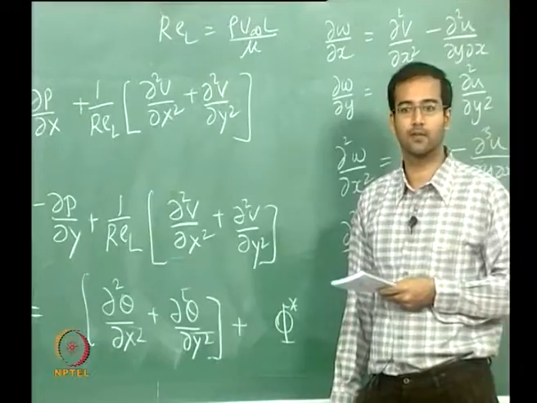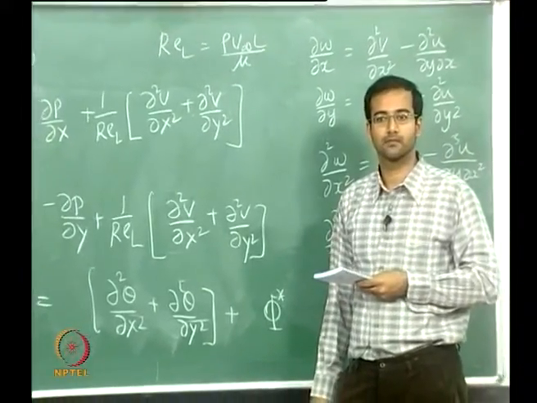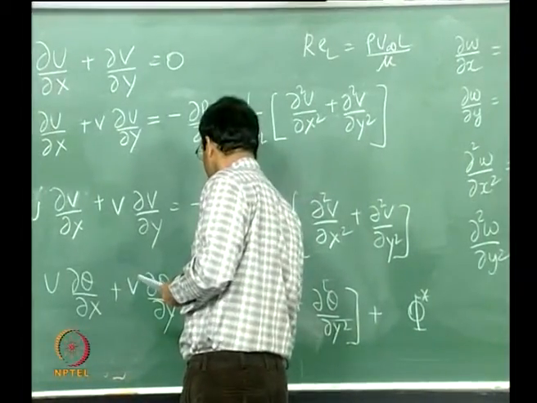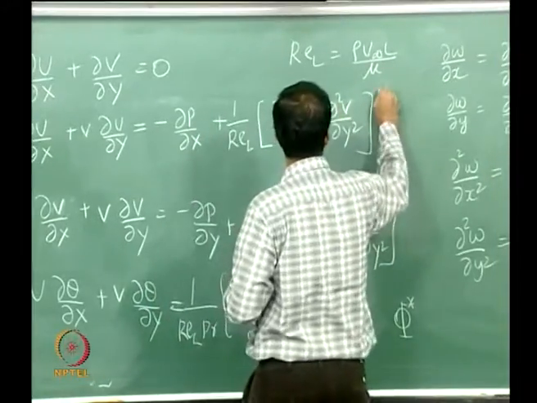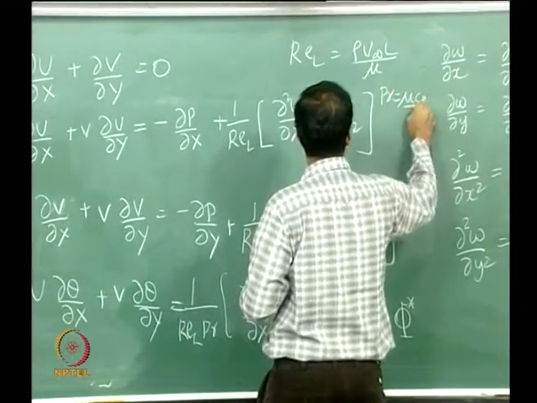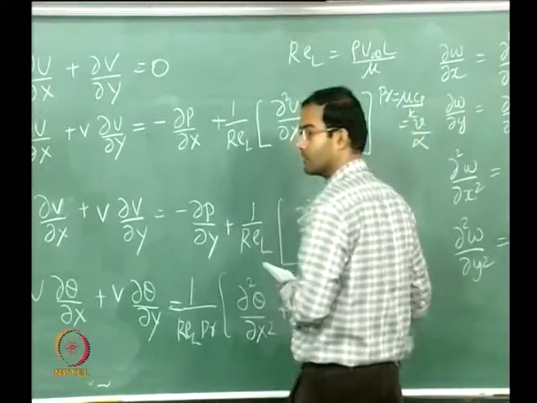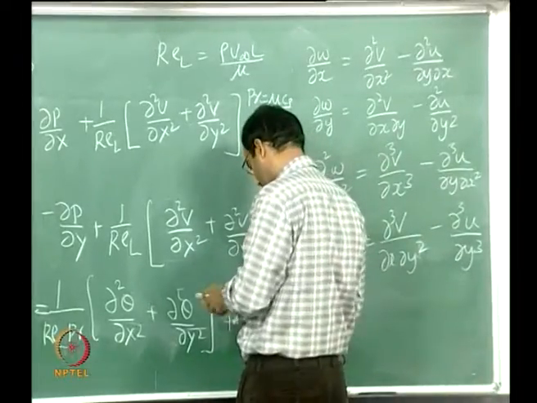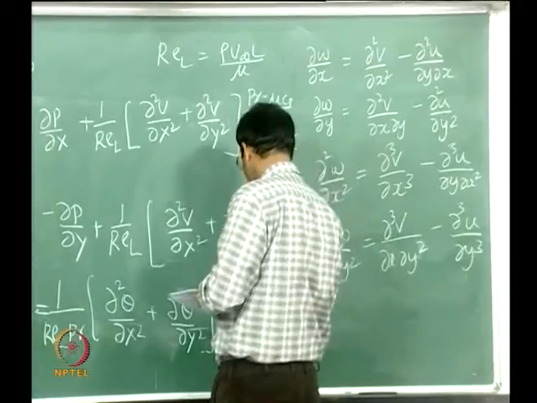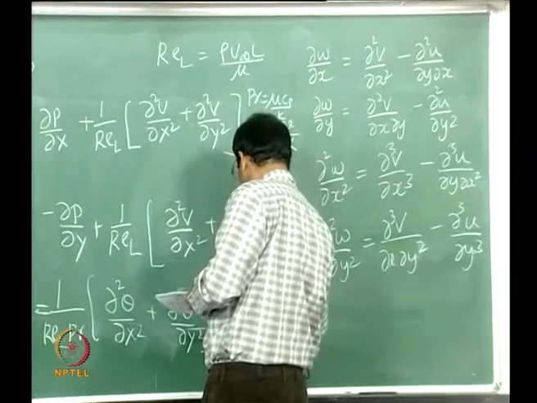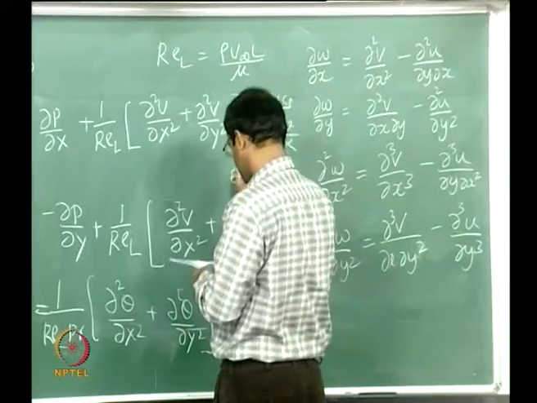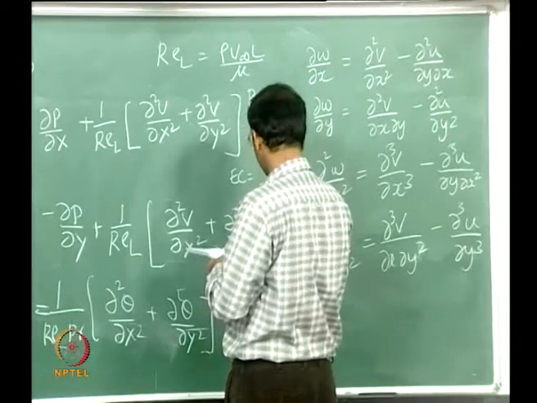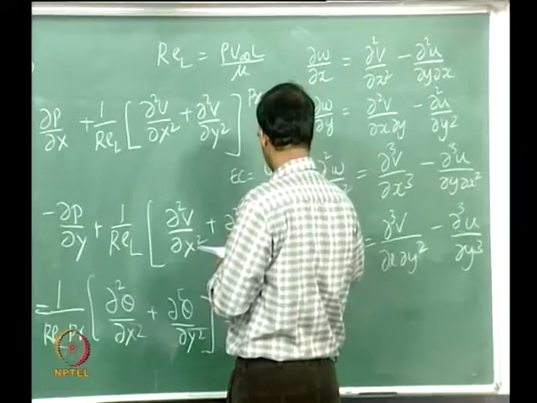Just half a minute, we are done. I am just going to give it, you please check it, 1 by Re Prandtl number, where your Prandtl number is equal to mu Cp by k, which is also nu by alpha. And finally here I am going to introduce a non-dimensional number which probably you have not encountered. This is called the Eckert number by Reynolds number, where your Eckert number is defined as u infinity square by Cp into T wall minus T infinity.